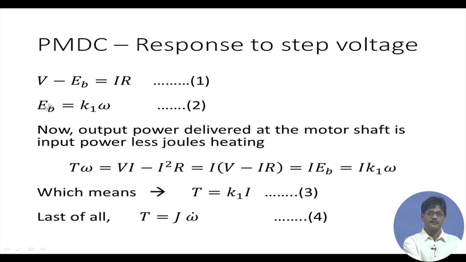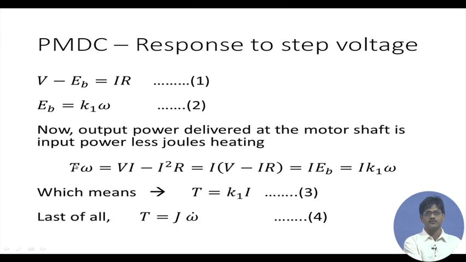And the back EMF, by Lenz's law, will be directly proportional to the rate of change of flux, that means the rate of change of the number of lines of magnetic force cut by the coil, and that will be proportional to the speed at which the coil is rotating inside the magnetic field, which means omega, angular speed. So back EMF is proportional to angular speed. Therefore, we can replace that and write V minus k1 omega is equal to IR.